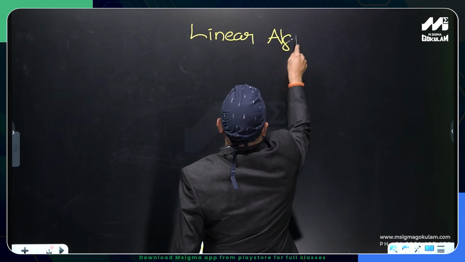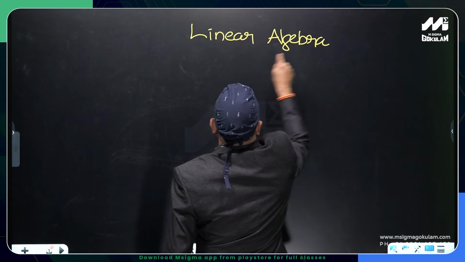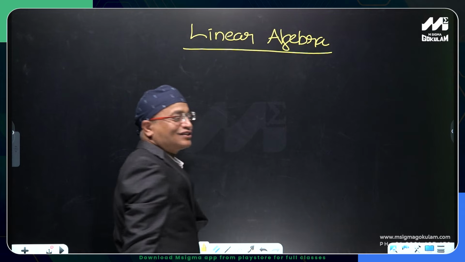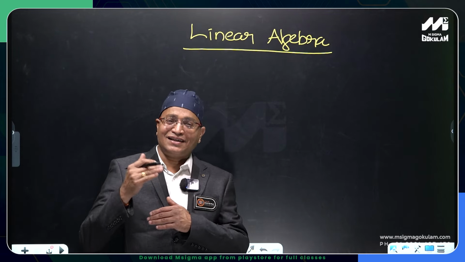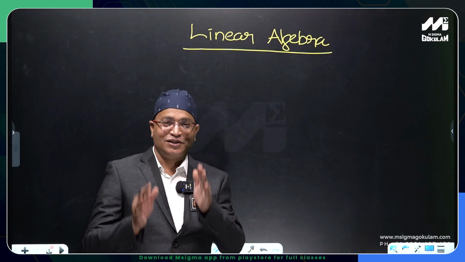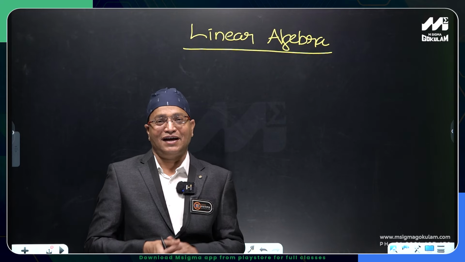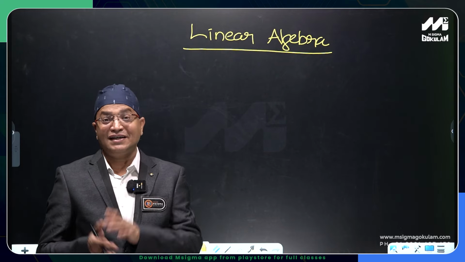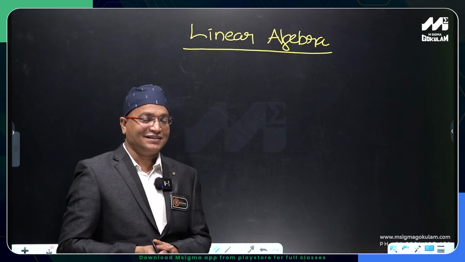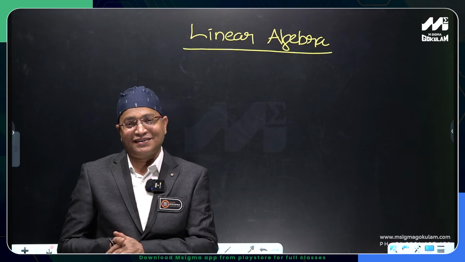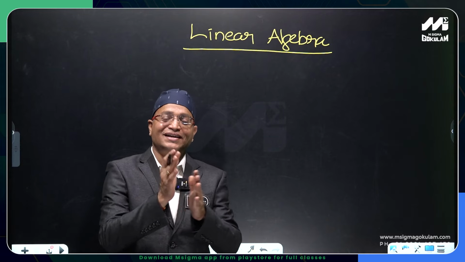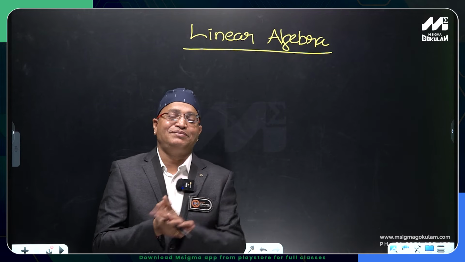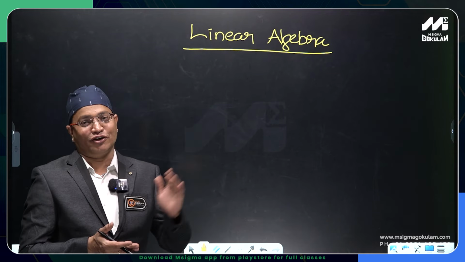Chapter name. It is actually matrix algebra. You know, from 8th class, 9th class, 10th class onwards, you have studied matrices and different types of matrices, determinants, and their properties, which may be forgotten. Firstly, I will recap them. Then we will understand in depth the concepts of the chapter.